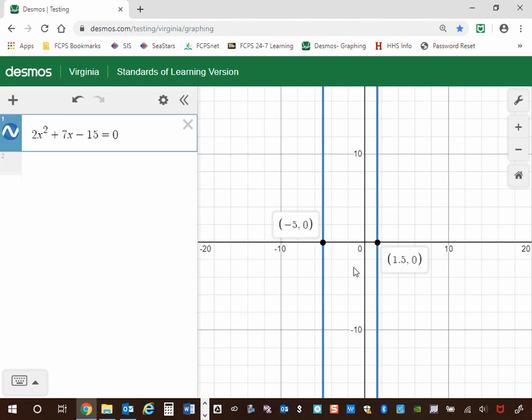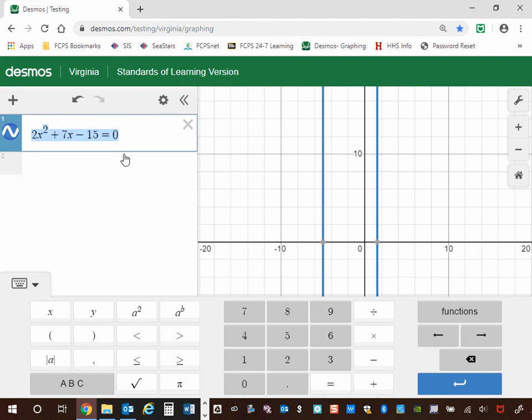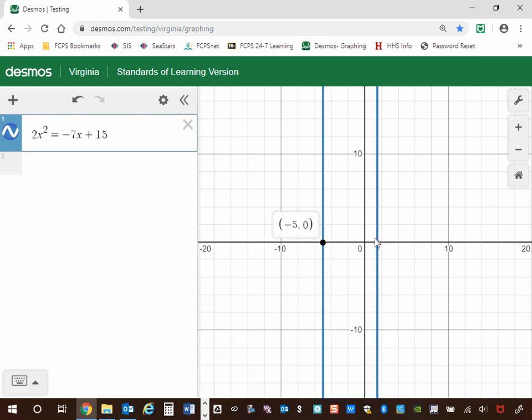Now, this only works when it asks for solutions, okay? When it says to solve by grouping, I really want to see that you know how to solve by grouping. But all this work that we just did, you can save yourself 10 minutes by using Desmos, okay? Let me double check, I'm not even sure it matters how you type it in. I'm going to type it in just how they have it. 2x squared equals negative 7x plus 15. It doesn't matter. If you type it in just as it is, it still gives you the same solution. Okay?